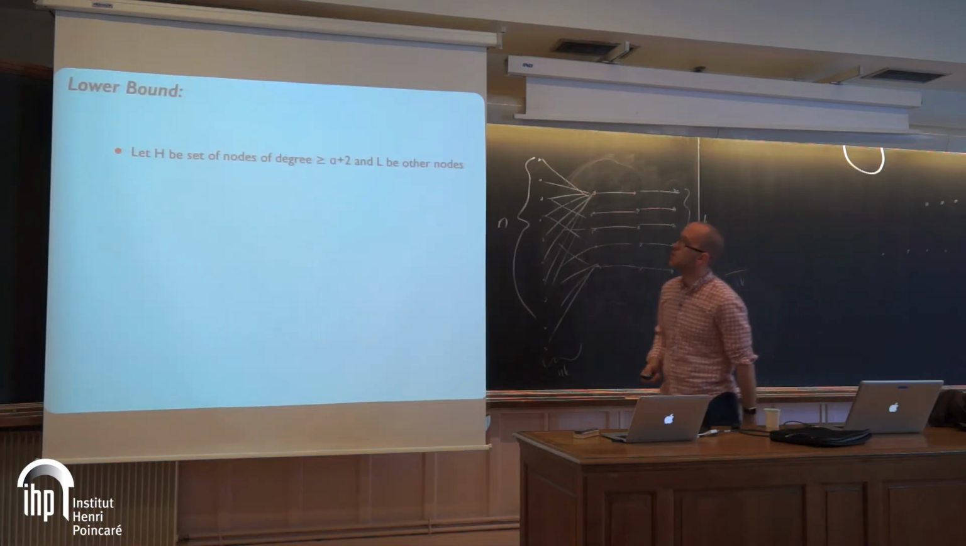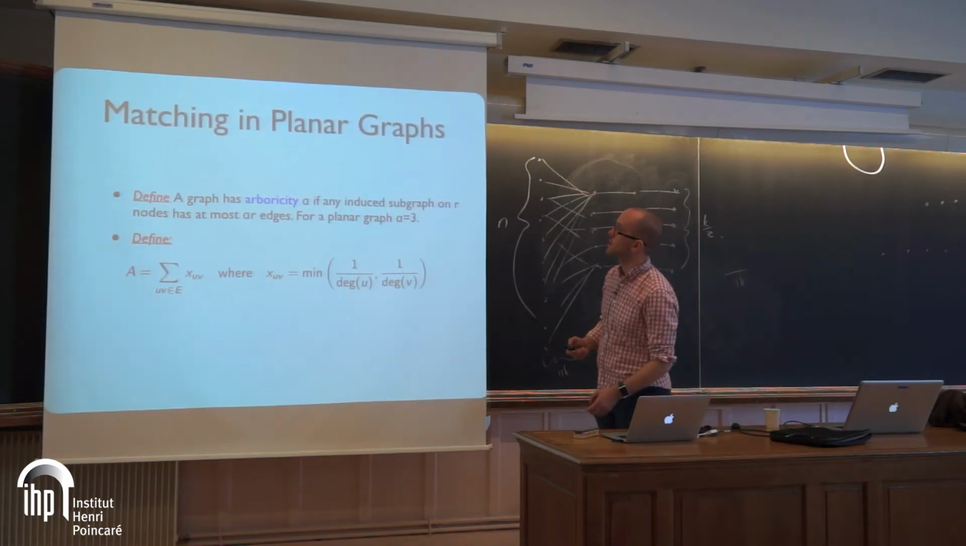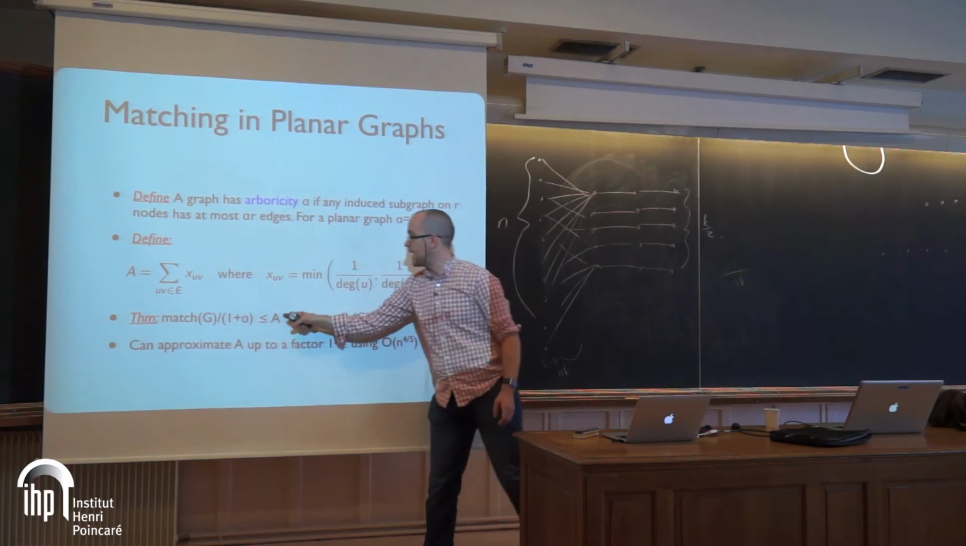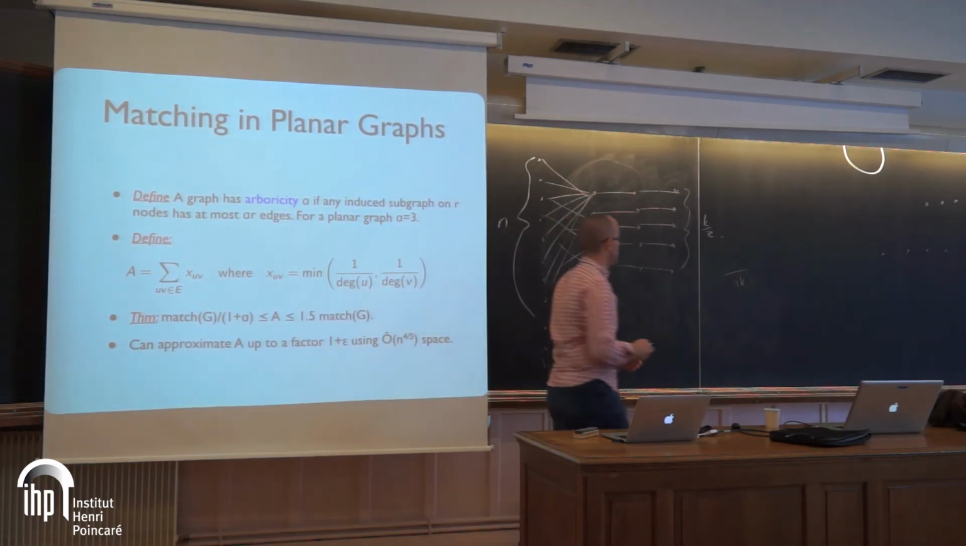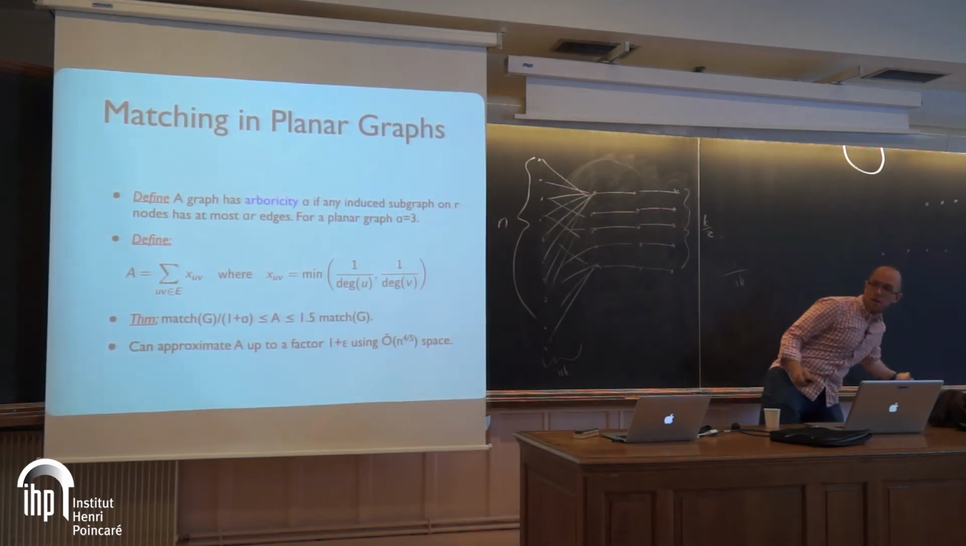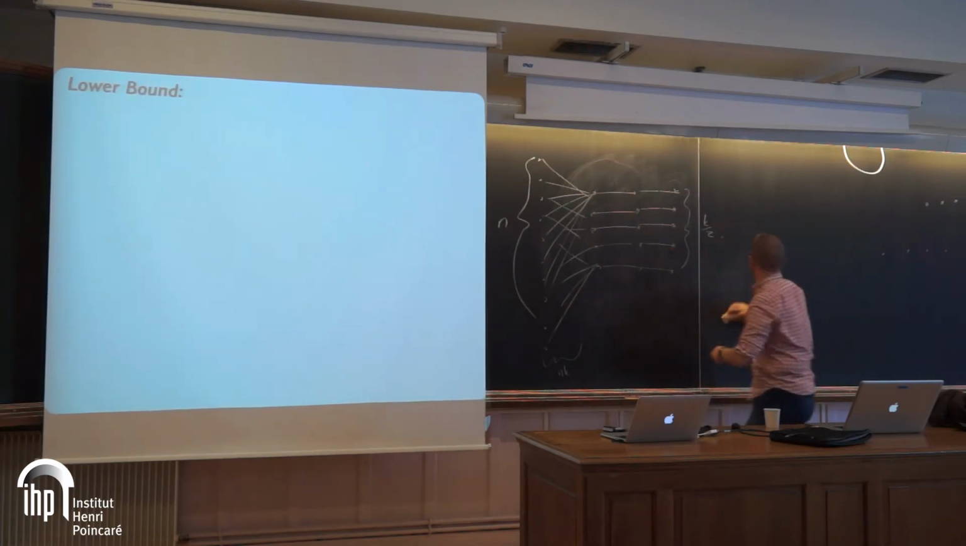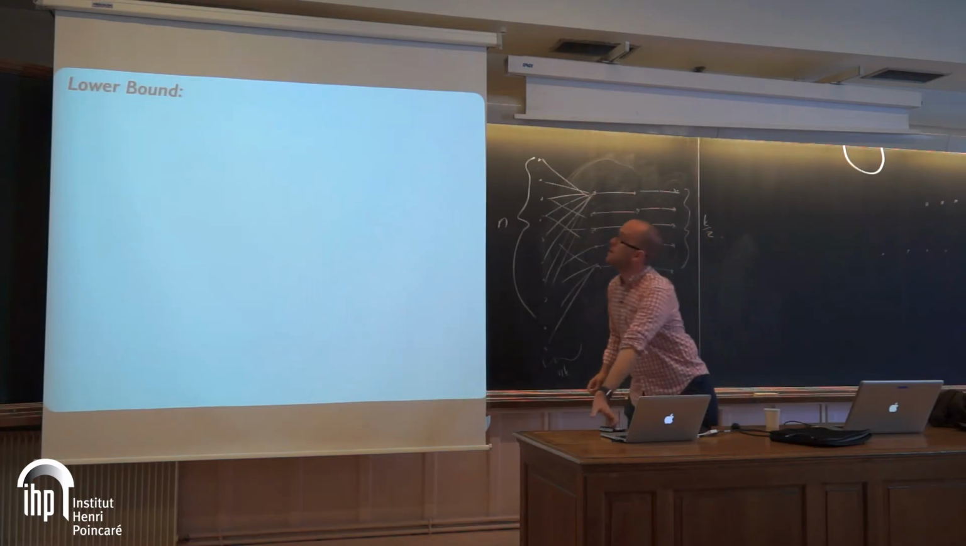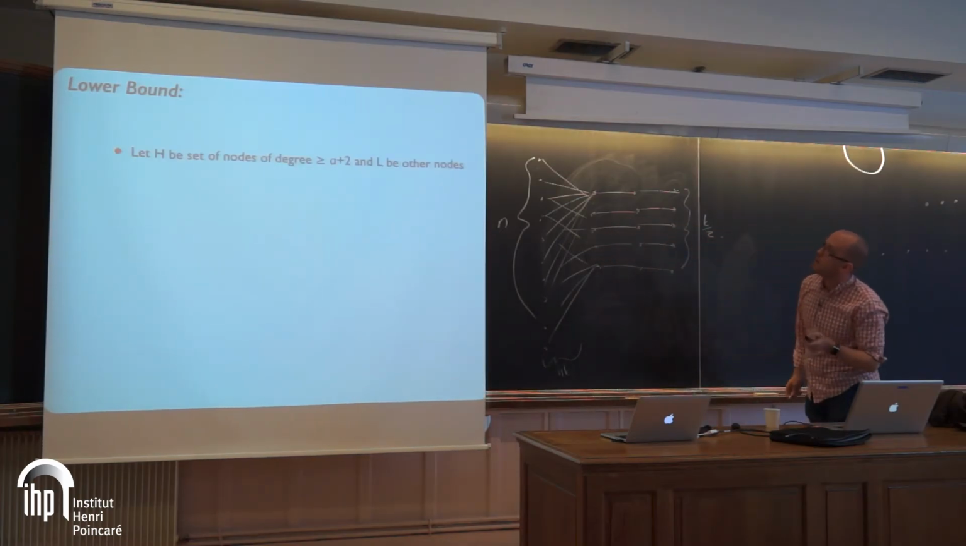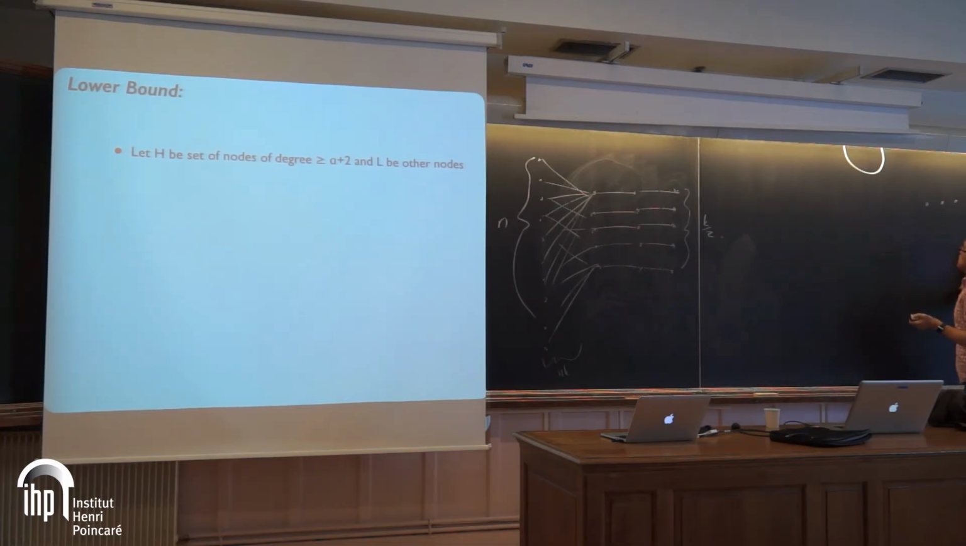And I'm going to hint at how this can be improved to a 5 approximation. Or in general, for a bounded arboricity graph, you can get an alpha plus 2 approximation. So when alpha is 3, it's 5, but it works for any alpha. Okay, so the lower bound, and it's not a computational lower bound, it's just proving A is bigger than this thing.